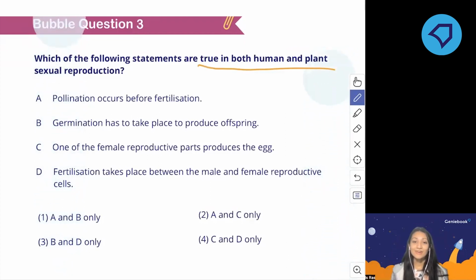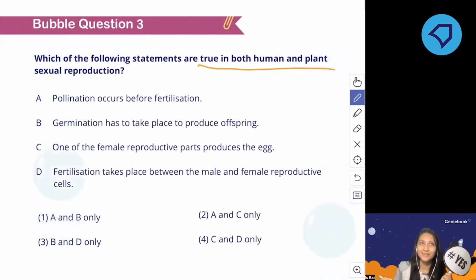Any other questions before Mr. Panda says okay? Is it a hashtag yes for everyone? Hashtag yes. You need a clue. Offspring means the baby or the young. I'll just write this down in case you don't know. Young.